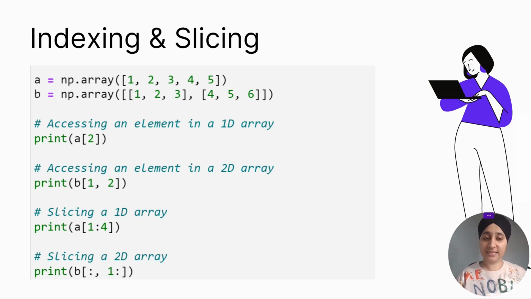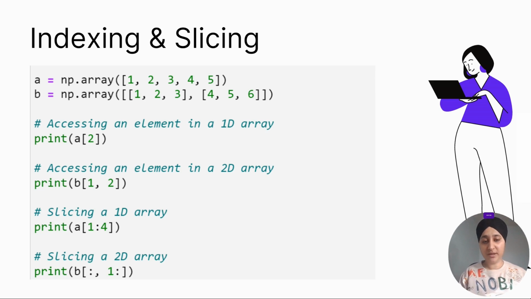Now slicing. Slicing a one-dimensional array is quite simple. A within square brackets, I'm putting A 1 colon 4. So what's happening? We need to print elements starting from index 1, to 1 index, 2 index, 3 index, 4 index. But index 4, or the end index, is always excluded. So in this case it is printing elements 2, 3, 4.